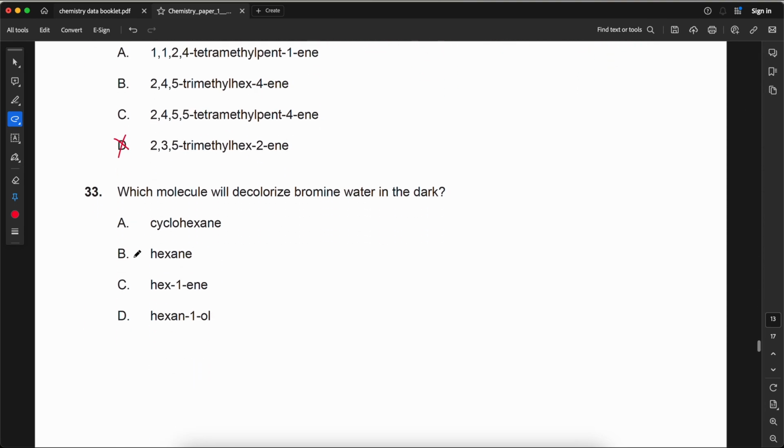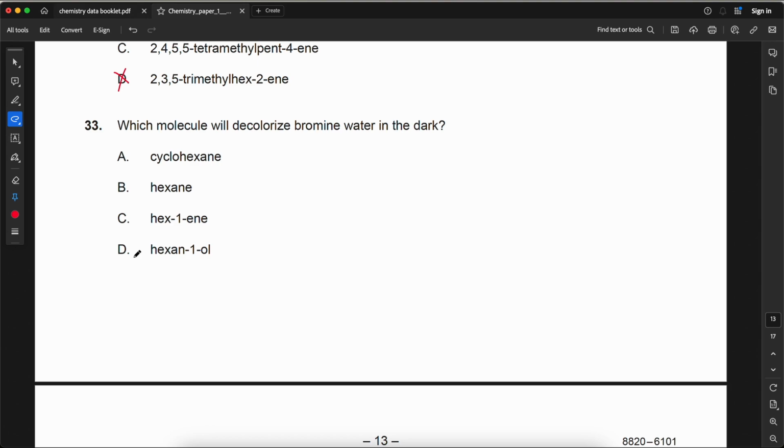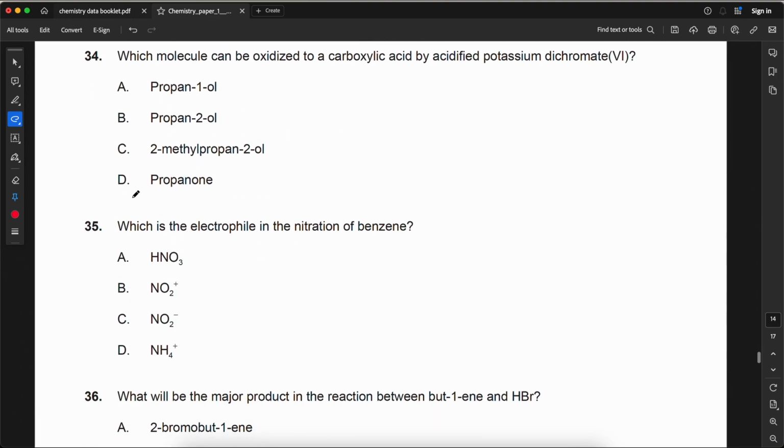Trimethylhex-2-ene, D. Which molecule will decolorize bromine water in the dark? Definitely alkene, because when you add bromine water to alkene, it will decolorize and become colorless. So it's C. Which molecule can be oxidized to a carboxylic acid by acidified potassium dichromate? When producing carboxylic acid, we need primary alcohol. Primary alcohol, when it is oxidized, becomes aldehyde and then carboxylic acid. So it should be propanol. In the case of propan-2-ol, it's a secondary alcohol. When it is oxidized, it will produce ketone.